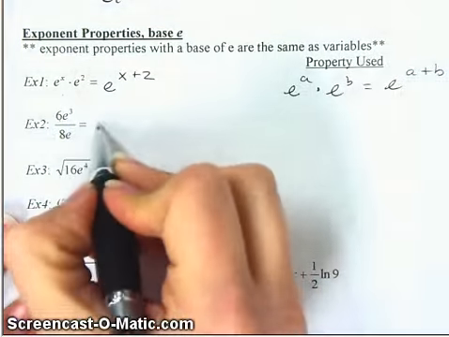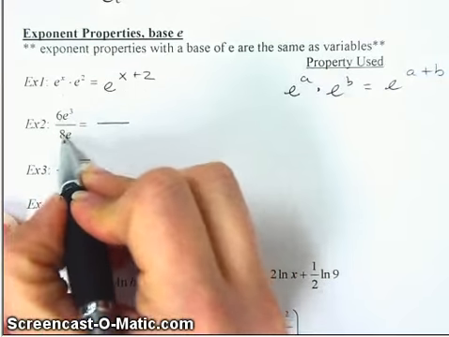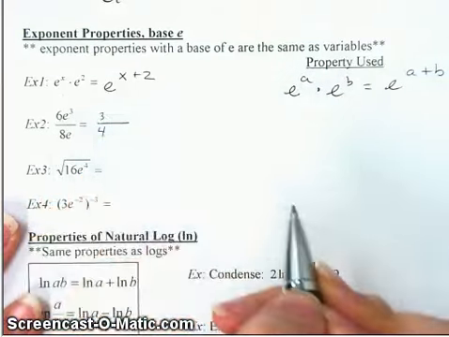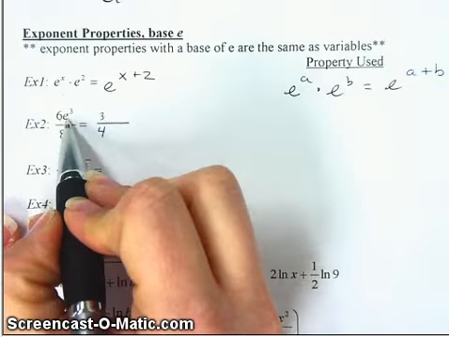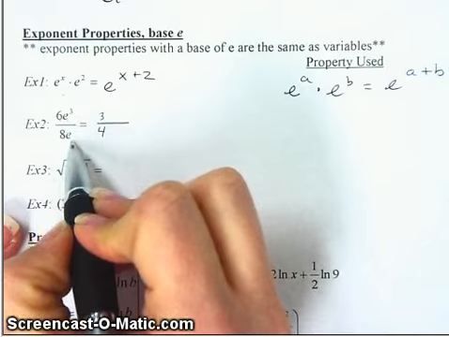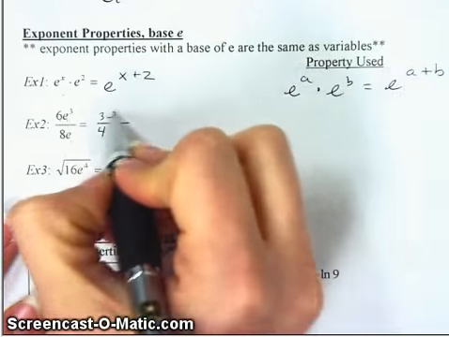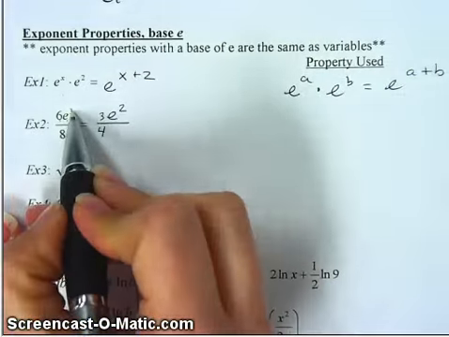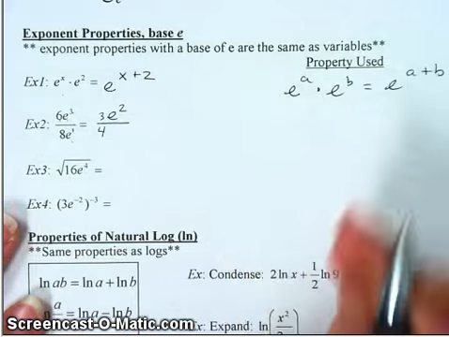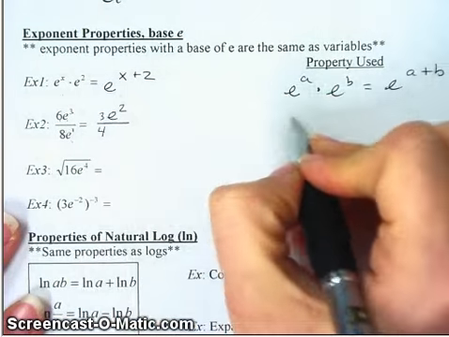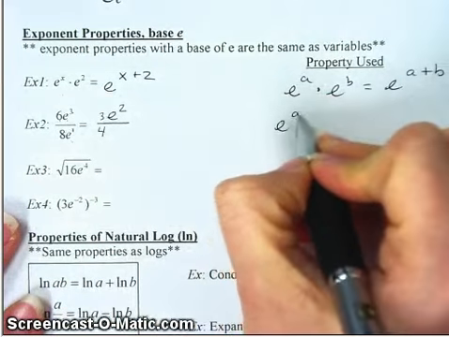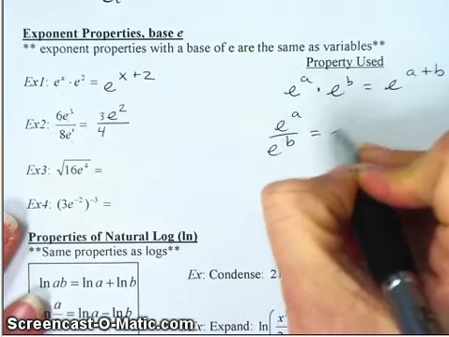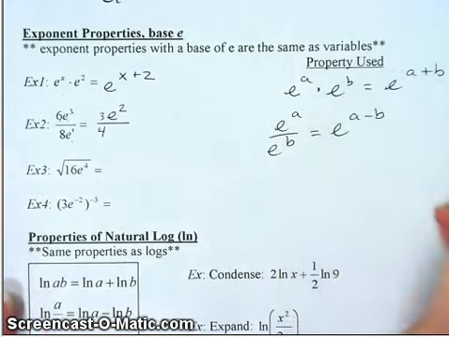When we divide, numbers just divide as always. 6 divided by 8 is 3 over 4, reduces to that. Here we've got e cubed over e. When we simplify that, we'd get e squared. If you remember, we'd do an exponent of 3 minus an exponent of 1. So that would give us e squared. So this is e to the a over e to the b equals e to the a minus b.